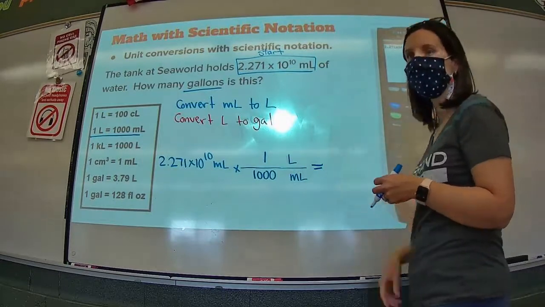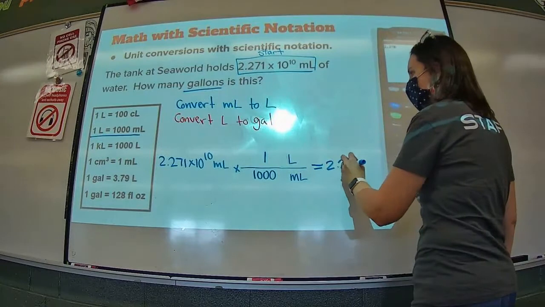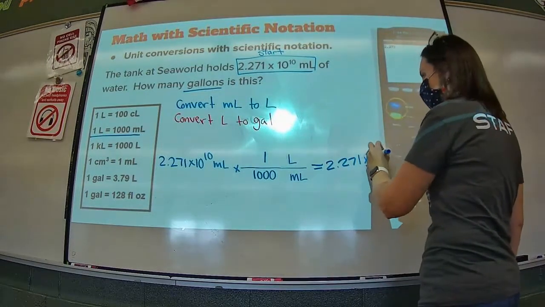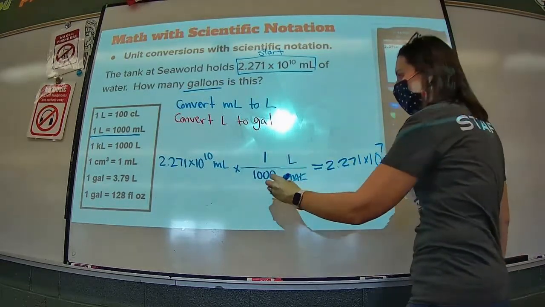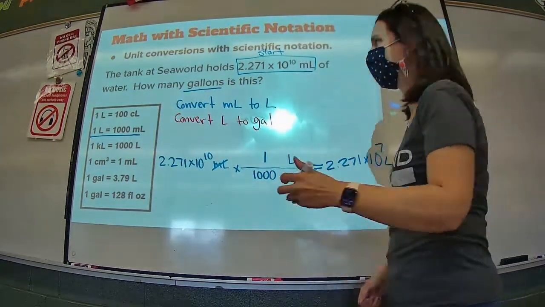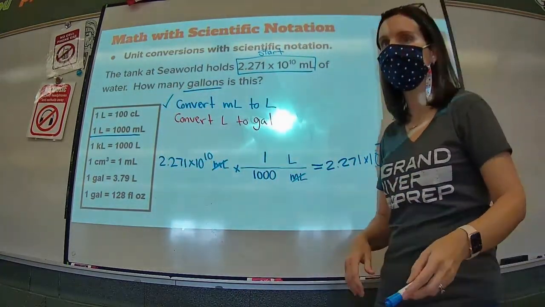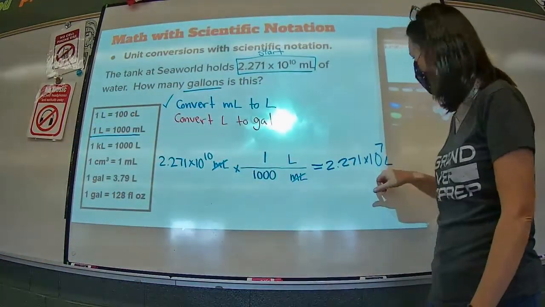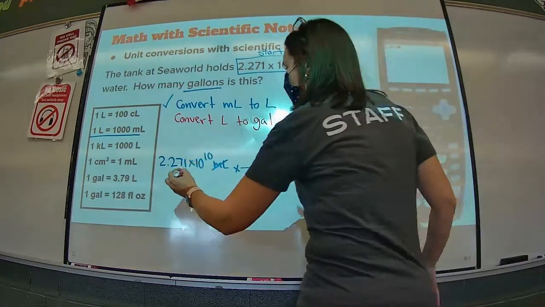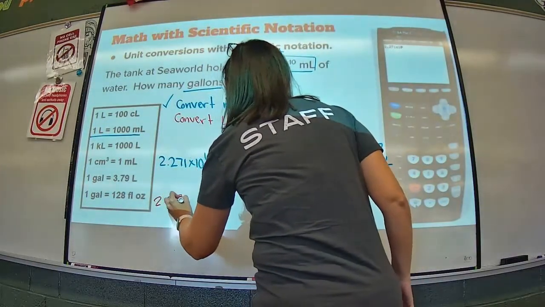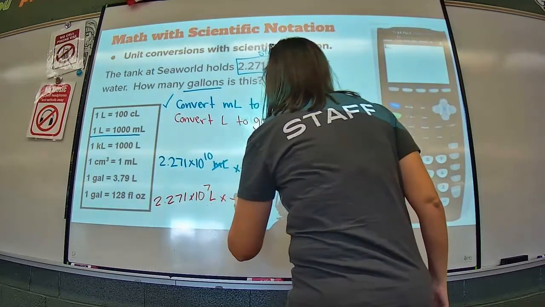When I do that, what I'm going to end up getting is 2.271 times 10 to the 7th power liters. The milliliters are gone. So we're done with our first step. We've taken care of our first step. Now we need to finish it out so that we can get to our final units, because right now we're at liters and we need to get to gallons. So now I'm going to take this as my new starting value. So I have 2.271 times 10 to the 7th liters times in a line.